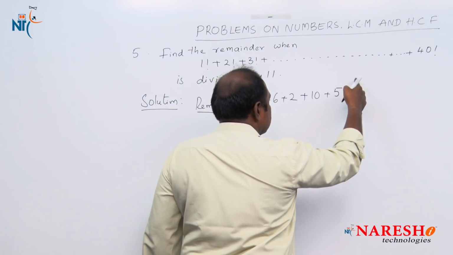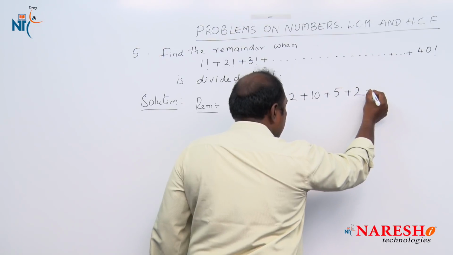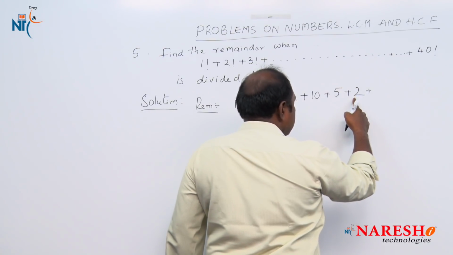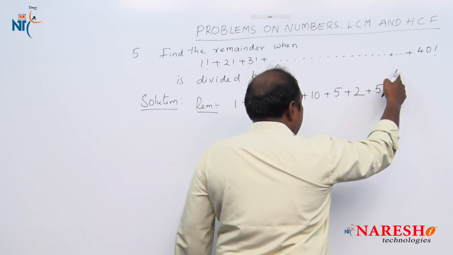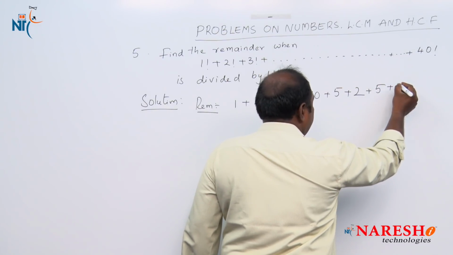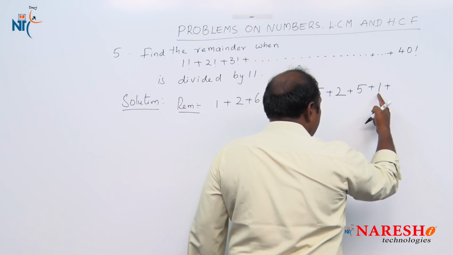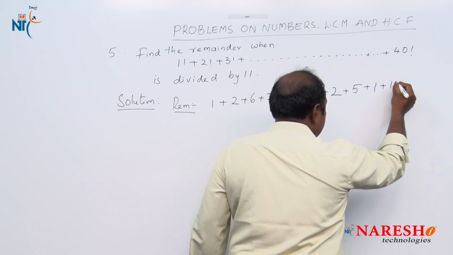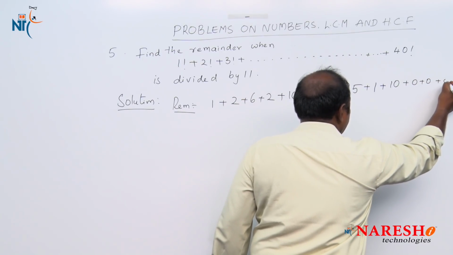7 factorial, 7 into 5, 35. If I divide with 11, remainder is 2. 8 factorial, 8 into 2, 16. 16 if I divide with 11, remainder is 5. 9 factorial, 9 into 5, 45. If I divide with 11, remainder is 1. 10 factorial, if I divide with 11, remainder will be 10. From 11 factorial onwards, you will get zeros.